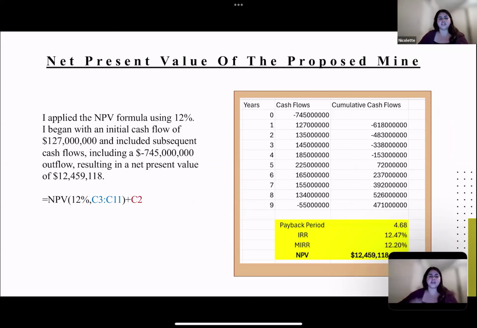For this part, I calculated the net present value. So I applied the NPV formula, 12%. I began with an initial cash flow of 127 million and included subsequent cash flow, including a negative 745 million outflow, resulting in a net present value of 12,459,118. With an equation equaling NPV, 12% equals C3 to C11 plus C2.